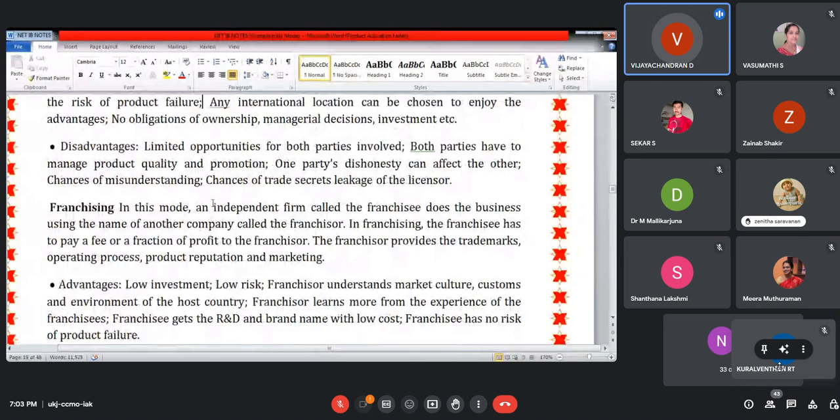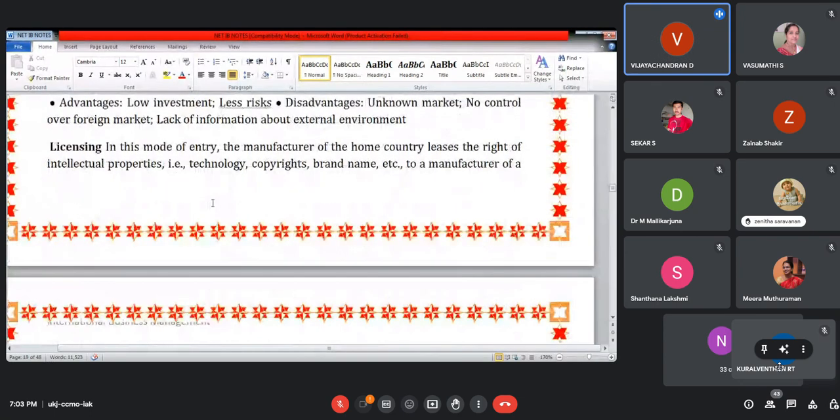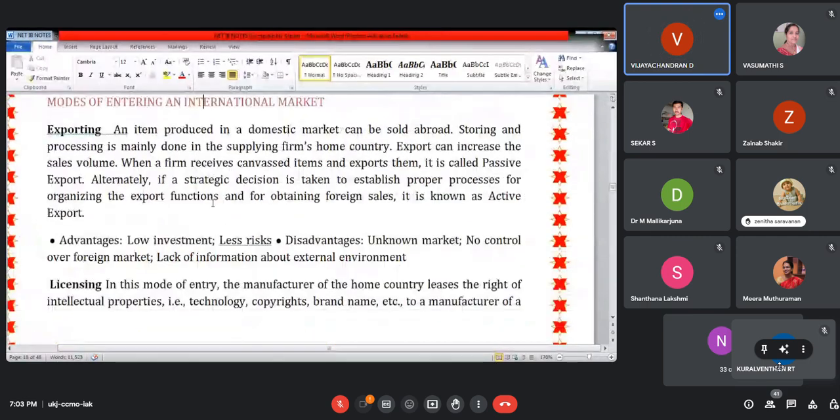Also, in the same way, they will do the licensing. So licensing means what? In return for royalty, they will give the right to use their technology, their brand name, their copyright, their means of production, their ways of production. Everything will be leased out to another country. So that is known as licensing. So these are all the ways.